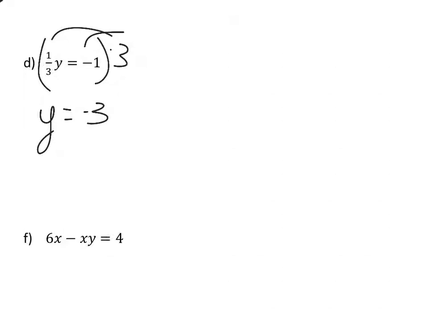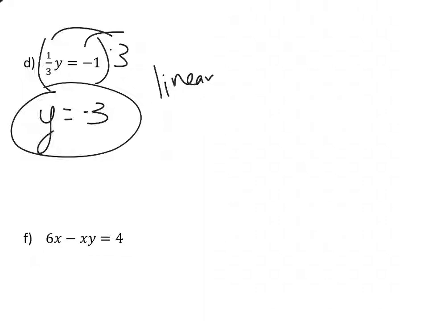That is in standard form. There is no x. A would be 0, b would be 1, and c would be negative 3. So that's the equation in standard form. And is this linear? Yes, it is. It would make a straight horizontal line on a graph.